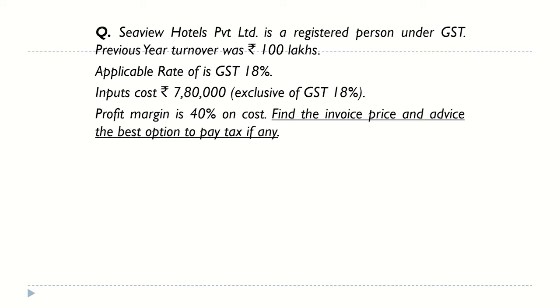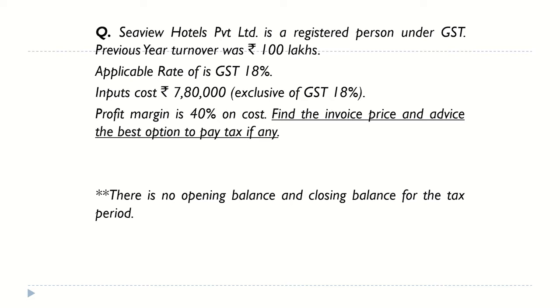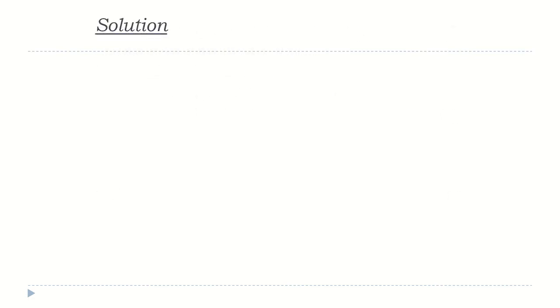The question asked here is, what is the invoice price, and advise the best option to pay taxes to Seaview Hotels Private Limited, if any. So we have to calculate the taxes and the invoice price under both the composition scheme and the normal scheme. They have given that there is no opening balance and closing balance for the tax period. Let's find out the invoice price and tax thereon under both the options. Let's first understand how the composition scheme calculation works.